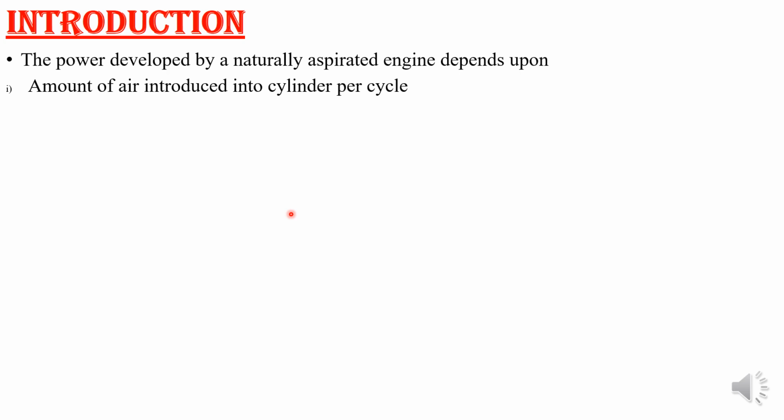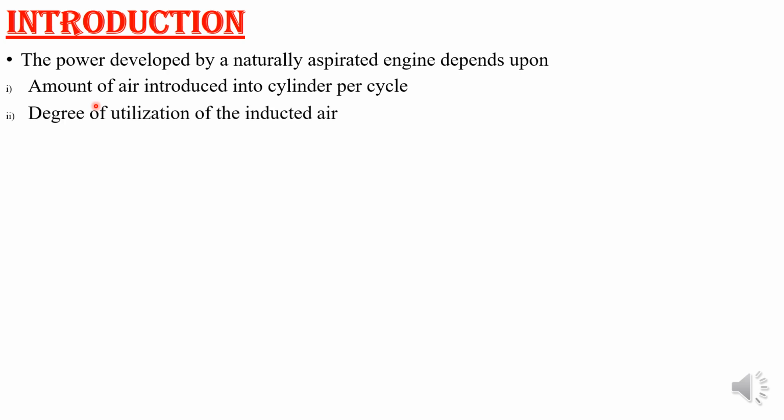Whenever you increase the mass of air, what will happen? The oxygen content in the mass will become more. So the fuel will get sufficient oxygen, combustion will be better, and hence power output can be increased. So that is one parameter, the amount of air introduced inside the cylinder. This is nothing but your volumetric efficiency. While increasing your volumetric efficiency, your power output can be increased.